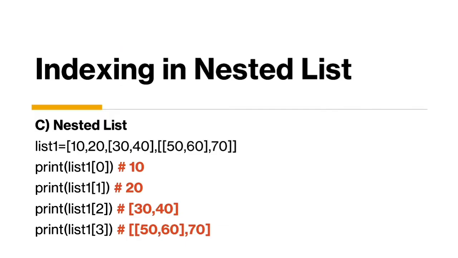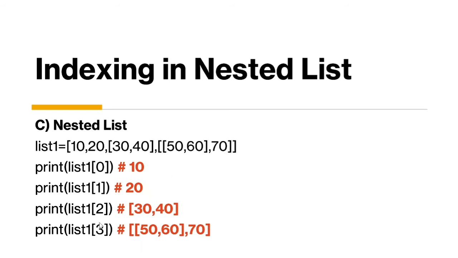The third type of indexing is the indexing in the nested list. So here on your screen, I have taken a nested list. Yes, a list inside a list is known as a nested list. So clearly you can see that this is a list which has the first element as 10, the second element as 20, and the third element is in turn a list which has two elements, 30 and 40. The fourth element is a nested list in itself which has 50 and 60 as its first element as a list and 70 as its second element, right?